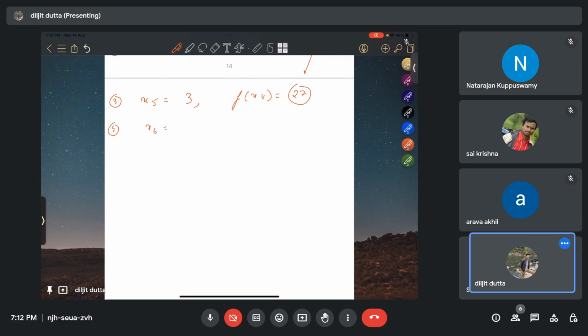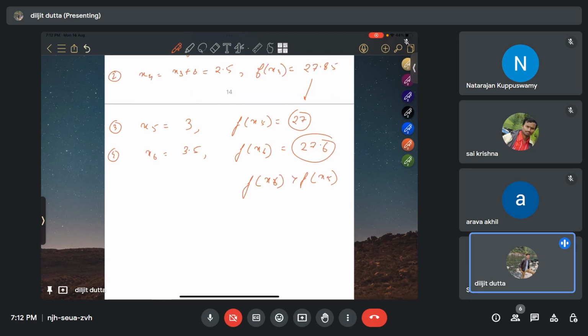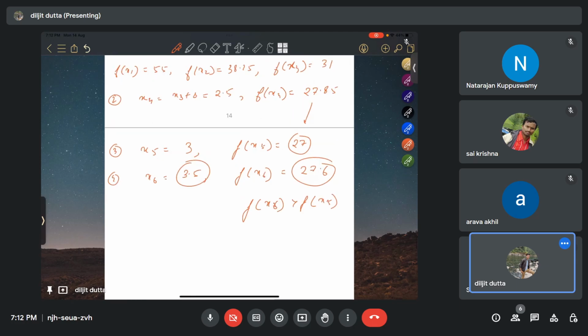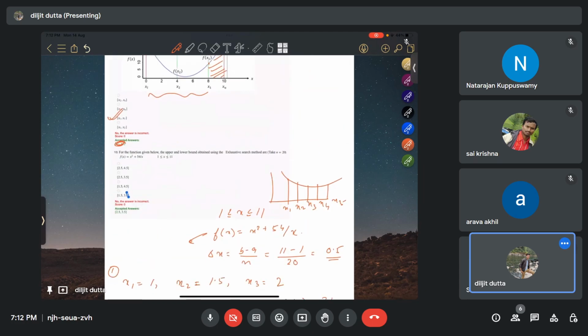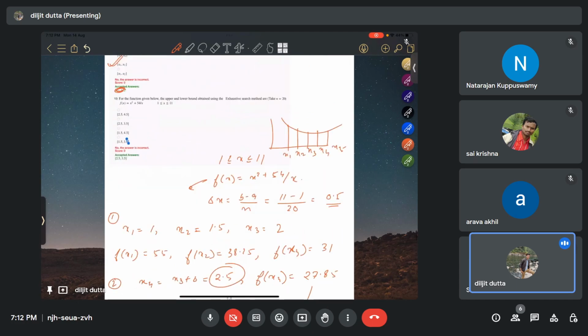It is x6 equal to 3.5, f of x6 is equal to 27.6. Now f of x6 is greater than f of x5. So we will stop the iteration here. So what will be our endpoints? It will be 3.5 and 2.5. So this will be the interval where we will have the optima. So 3.5 and 2.5.